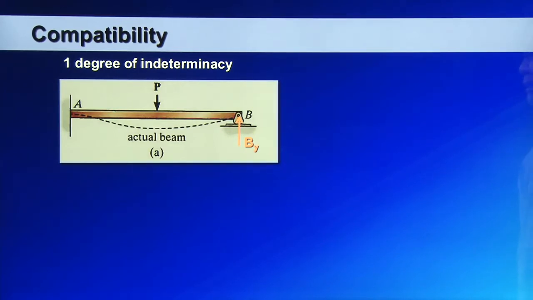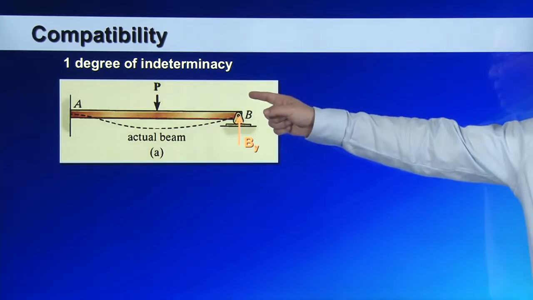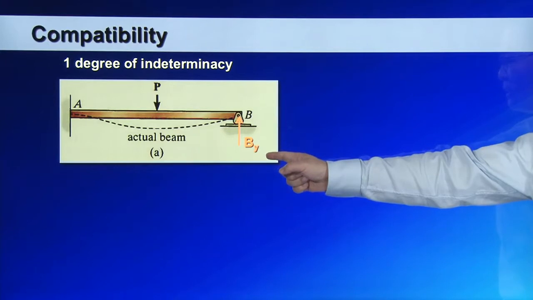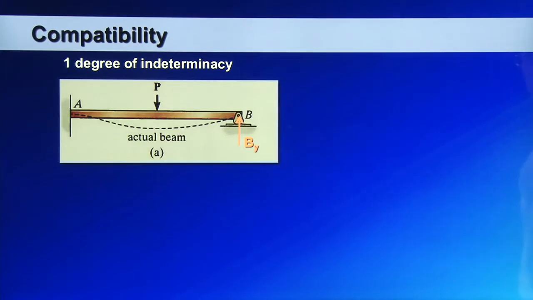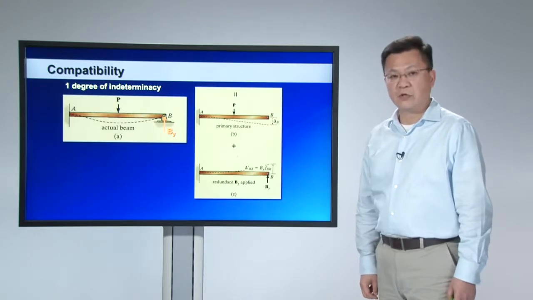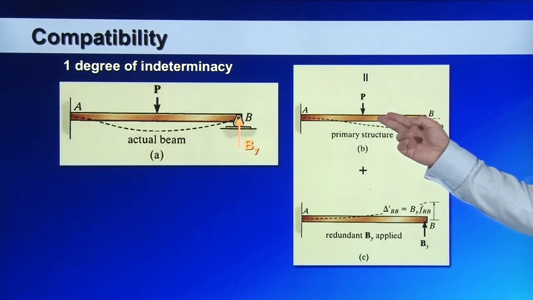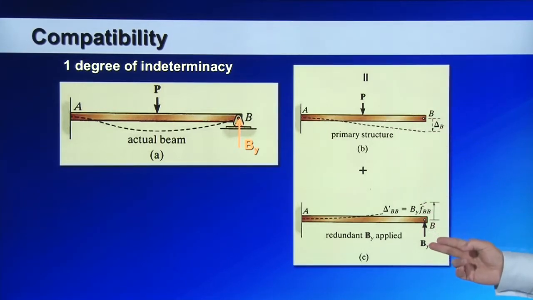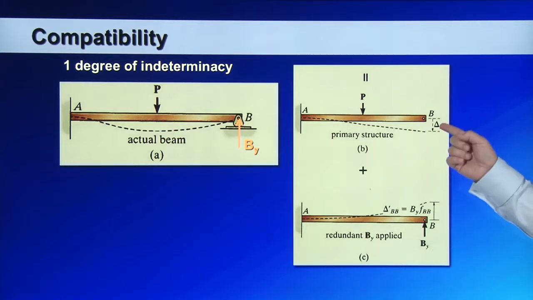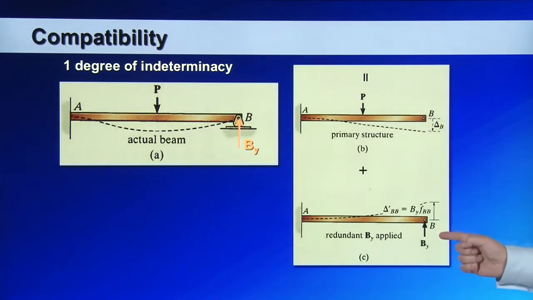You can consider that this structure is acted on by the point force P at the midspan, as well as the support reaction at B, By. Using superposition, you can analyze this structure separately: first, under the action of P, and then second, under the action of reaction force By. You can calculate the displacement at B due to P, as well as the displacement due to By.